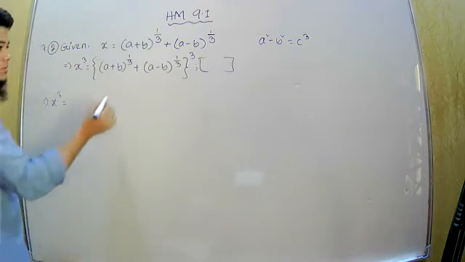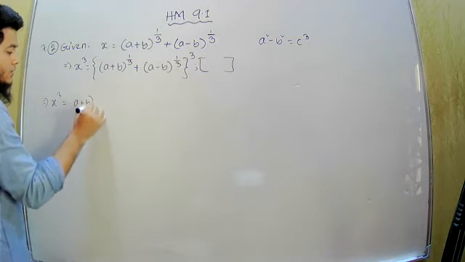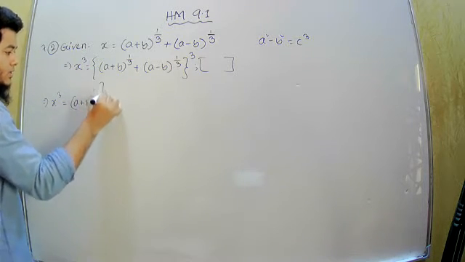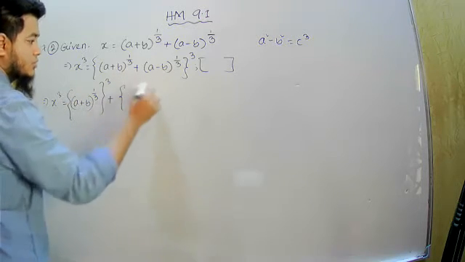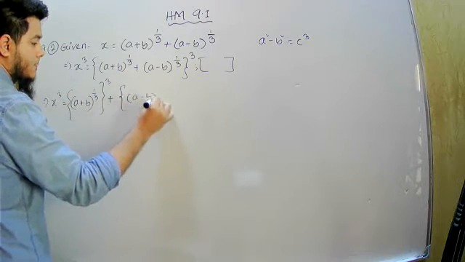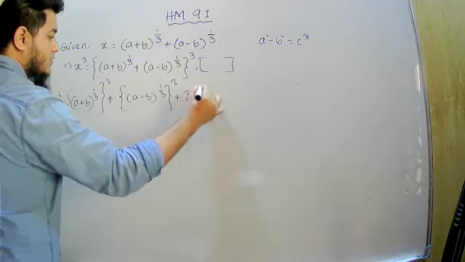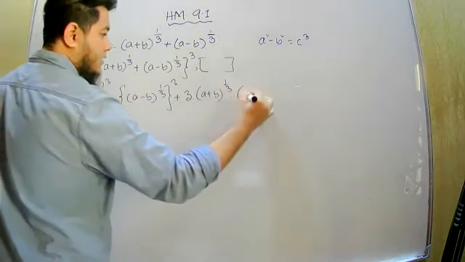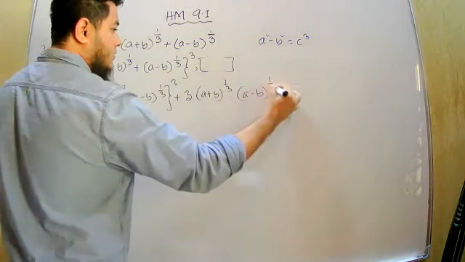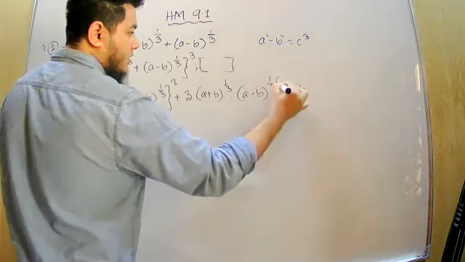Then it is a plus b whole cube. If I apply the corollary, then it will be a cube, then this is b cube plus 3 into, this is a and this is b, 3ab into a plus b, right?